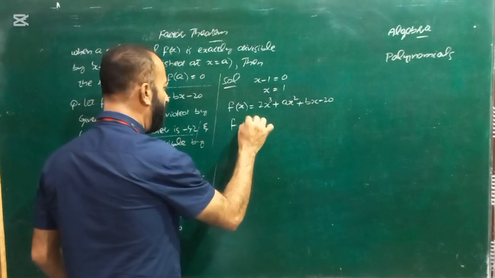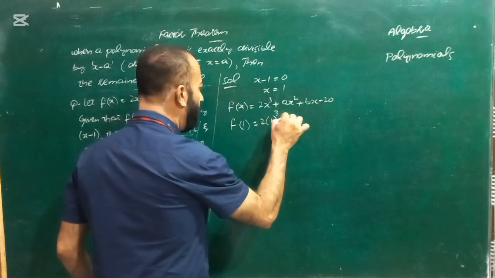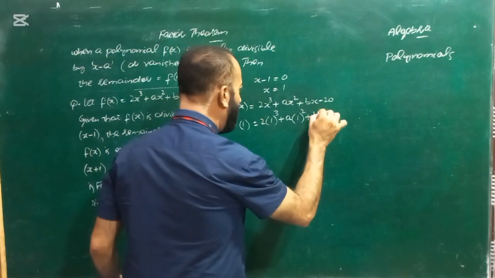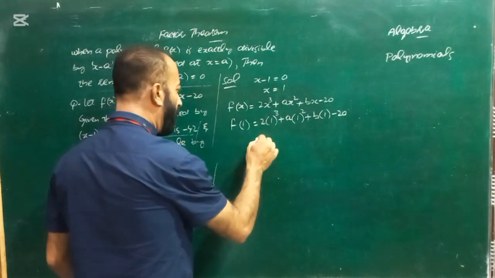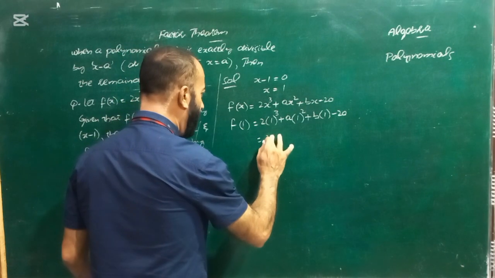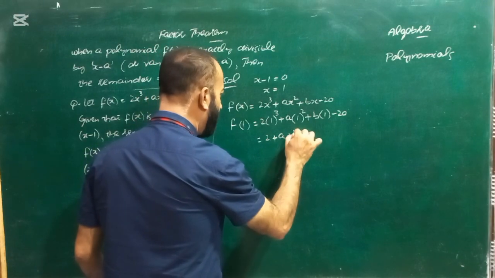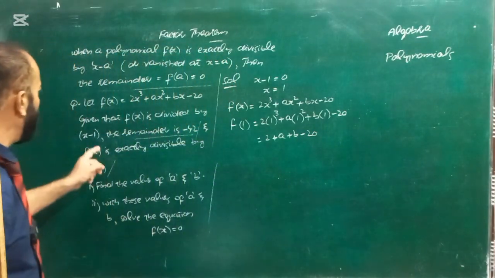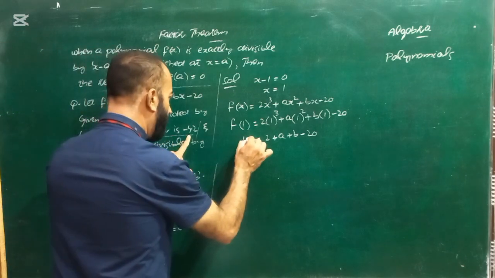So f of 1 will be equal to 2 into 1 cube plus a into 1 square plus b into 1 minus 20. So from here you can see 2 plus a plus b and minus 20. So remainder theorem is applied. Also at the same time it is given that the remainder is minus 42.